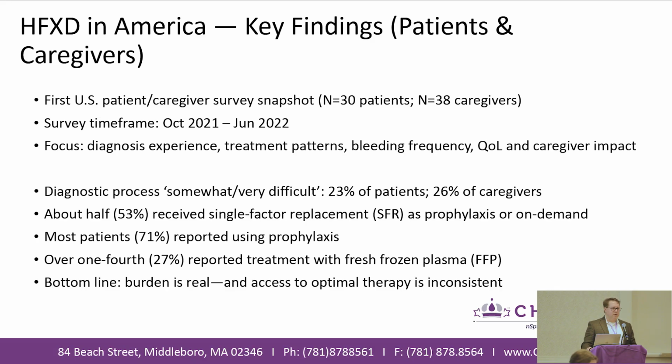About 3/4 of patients reported using regular factor replacement to prevent bleeding, and a quarter of them had treated with just fresh frozen plasma, which has all the factors in it. So the bottom line is that this affects patients. Optimal therapy has inconsistent access. Ideally, we would be just replacing what they're missing, but that's only half of the patients that are receiving that.